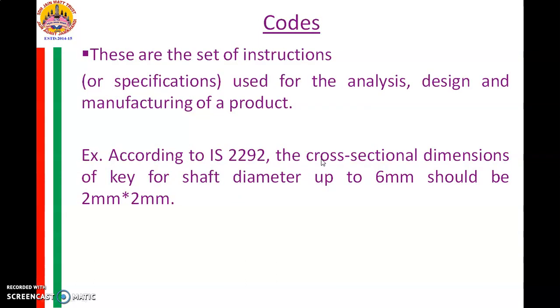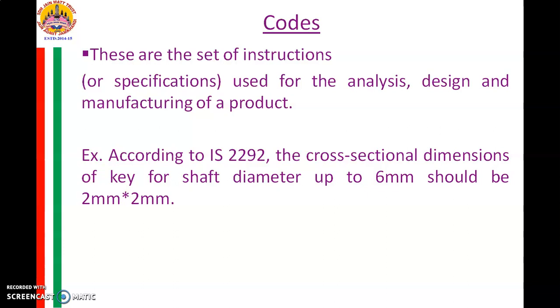Okay, next, the codes. Codes are the set of instructions used for analysis, design and manufacturing of a product. In the previous class we discussed the design procedure and how the forces are to be analyzed. Once the designs are confirmed, we need to go for manufacturing of that particular component. When you go for manufacturing of a component, you must have some codes, and the codes indicate how the design is to be manufactured.